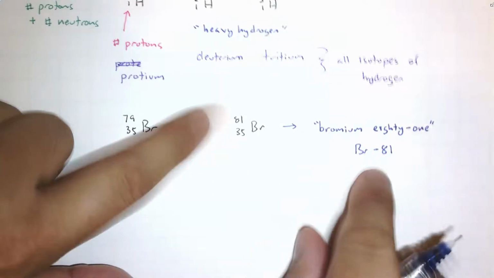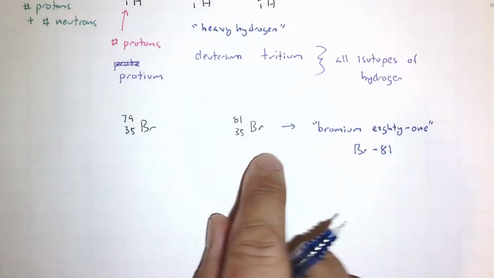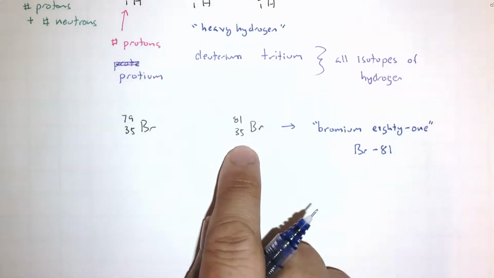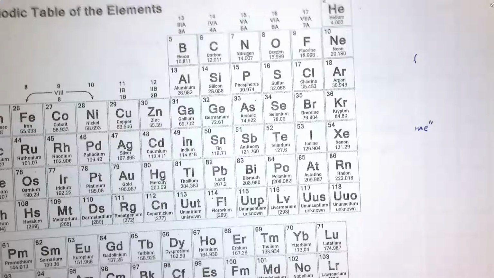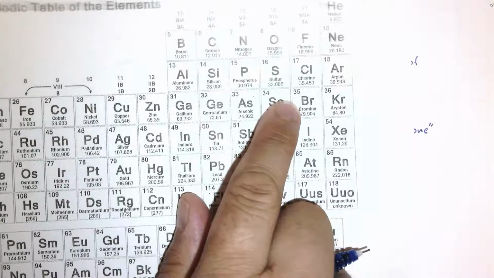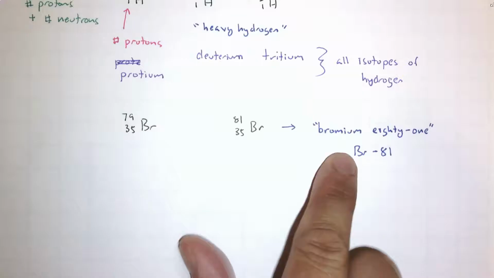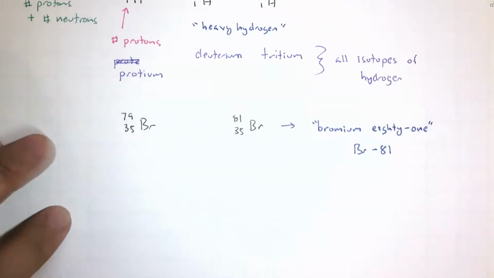Now, I know in this fashion, Br-81, we're not saying that it has 35 protons, but you should know it has 35 protons because all you have to do is look at your trusty periodic table. That's a given. So it's not necessary to write 35. All bromine atoms have 35 protons.